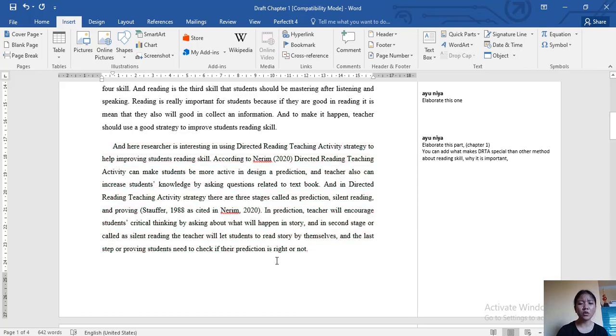And then you can also make a comparison between the strategy that you choose and the other strategies usually used by teachers in teaching and learning. And then about the reading skills, connect why it is really suitable for reading. You can also explain whether this is for junior high school, senior high school, or even elementary school, and why it is suitable for them instead of other strategies.